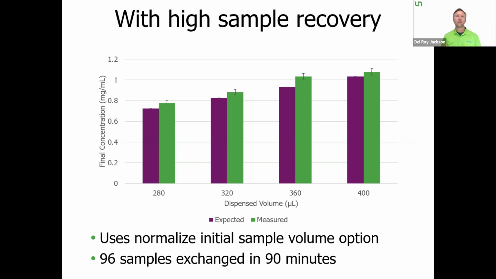So the final concentration values at the end, again, these are all the same prep, so they're at the same concentration, but at different volumes. You can see that Big Tuna got all 96 samples exchanged in 90 minutes and kept it at the expected final volume for you. What this means is that with this new feature, you can have more consistent runs, consistent recoveries, because Big Tuna can automatically now compensate for deviations in lower than expected initial sample volumes.